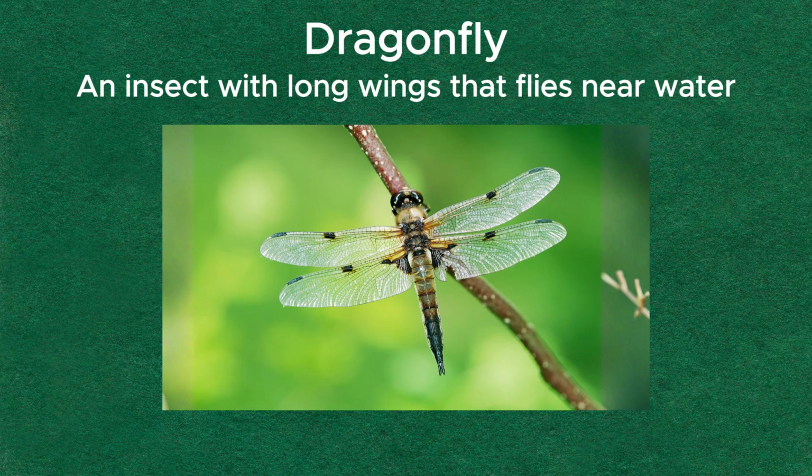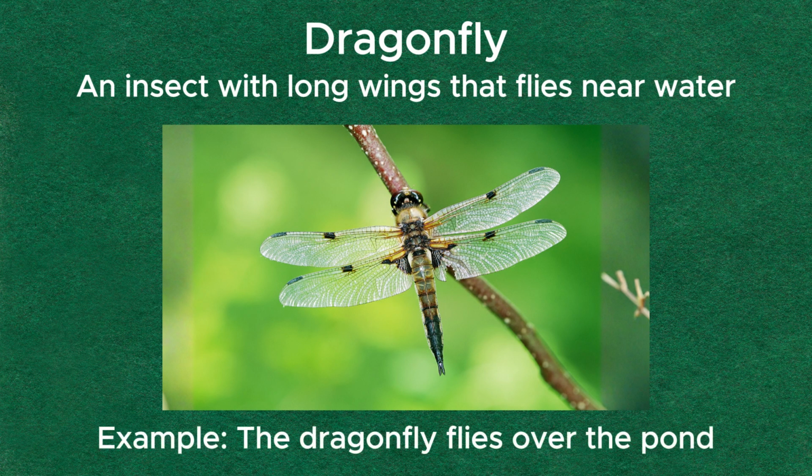Dragonfly. Dragonfly. An insect with long wings that flies near water. Example, the dragonfly flies over the pond.